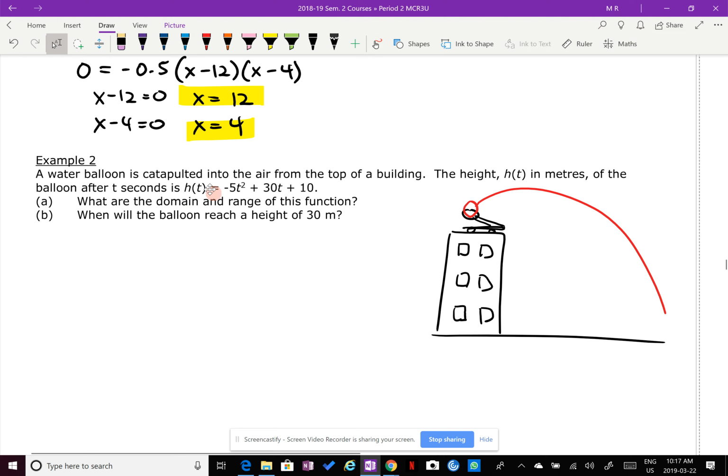So h of t, h is my height. So think of h as my height. T is my x-axis.